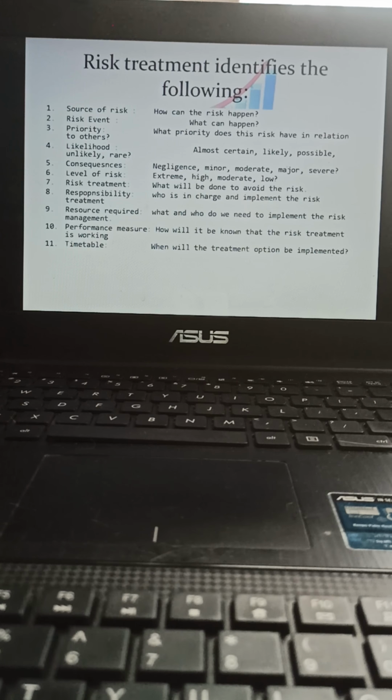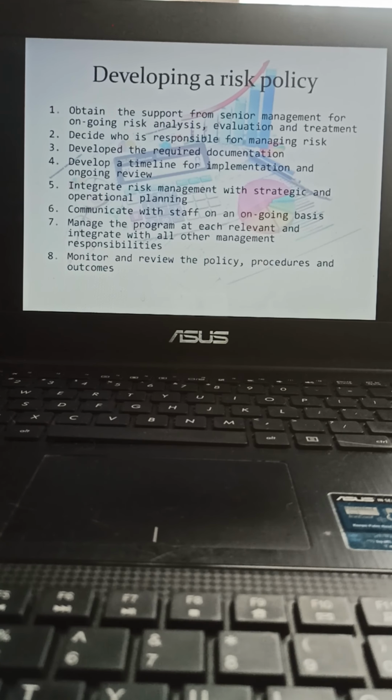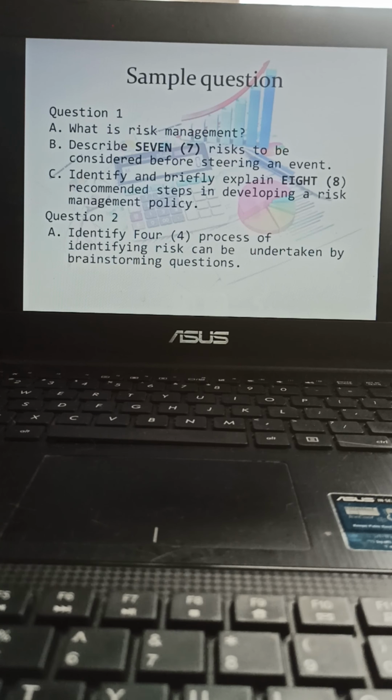When you're thinking about risk management, you don't have to do this for your actual event, but it could come out on your exam. Obtain the support of senior management, ongoing risk. You don't really need to do that. Okay, that's it. Thank you.